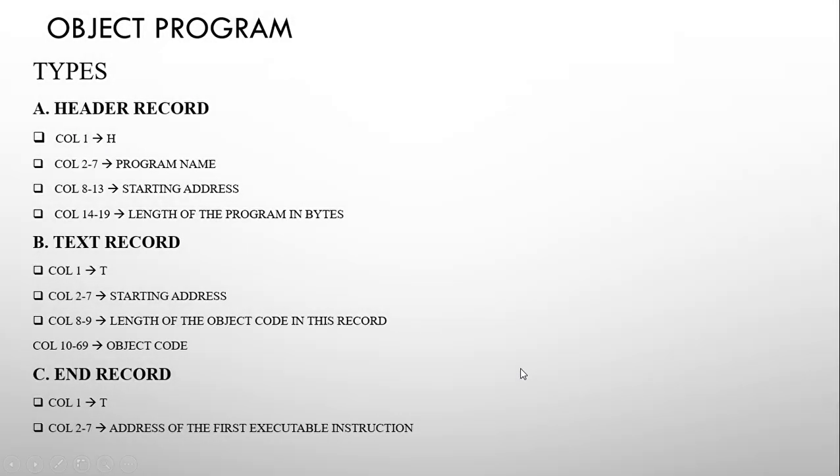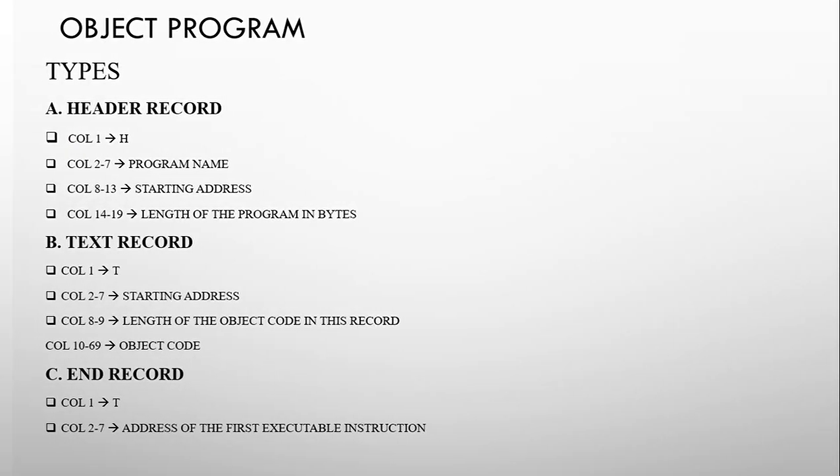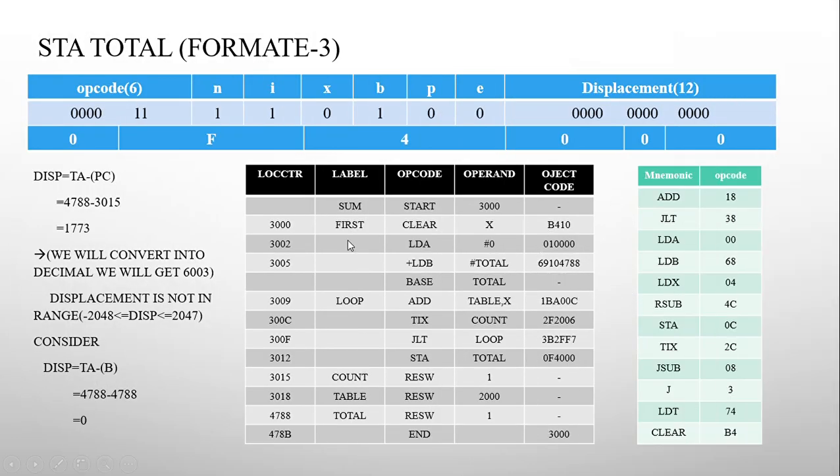Now, let us consider the reserve words. For the next 3 instructions, no need to find out any object code, because of the starting address, the end, and the reserve bytes. Now let us consider the last one, which is end. For end also no need to consider any object code, but if you want, we can write the starting address as the object code for end. Therefore, these are the object codes for the given set of instructions.